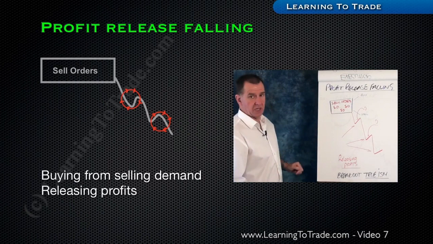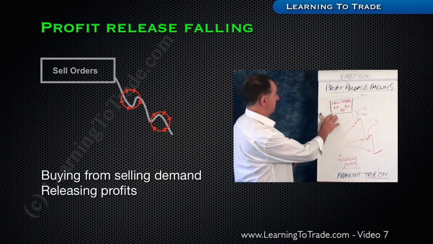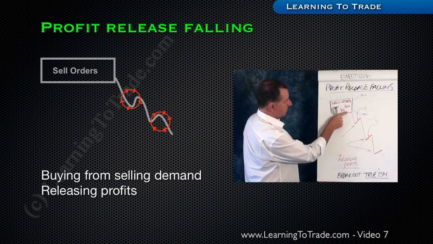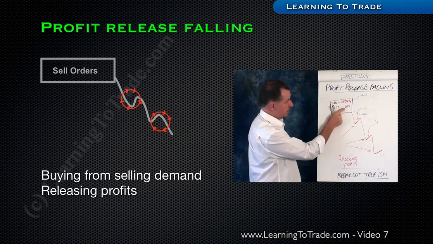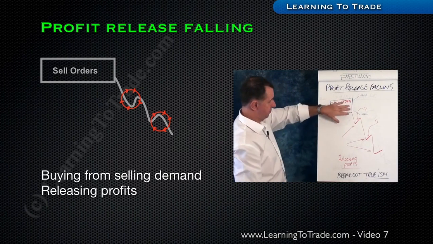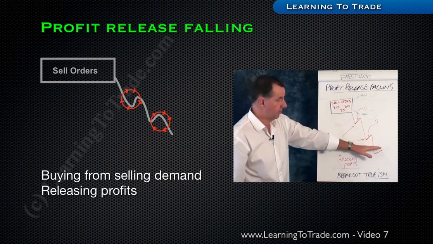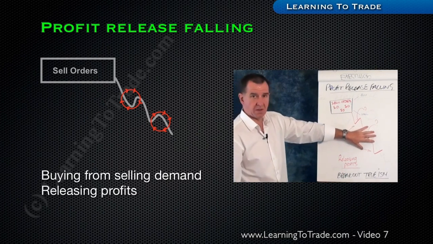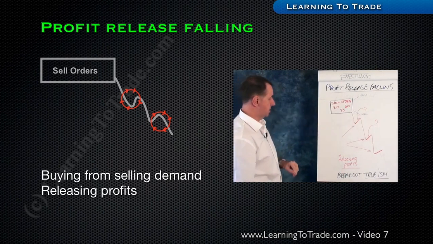I just thought it was worth putting this one up as well so we can see again the same situation here. So the market is accumulating sell orders, and then the market starts to go down, and the market makers are buying back at a lower price and releasing the profits that they've got from accumulating the sell orders.